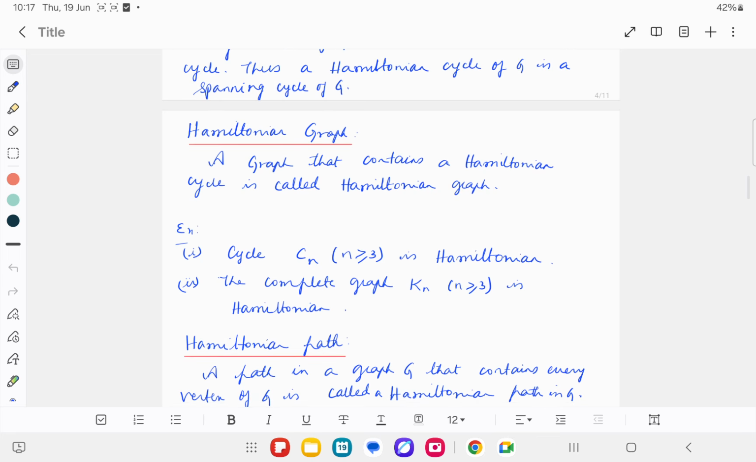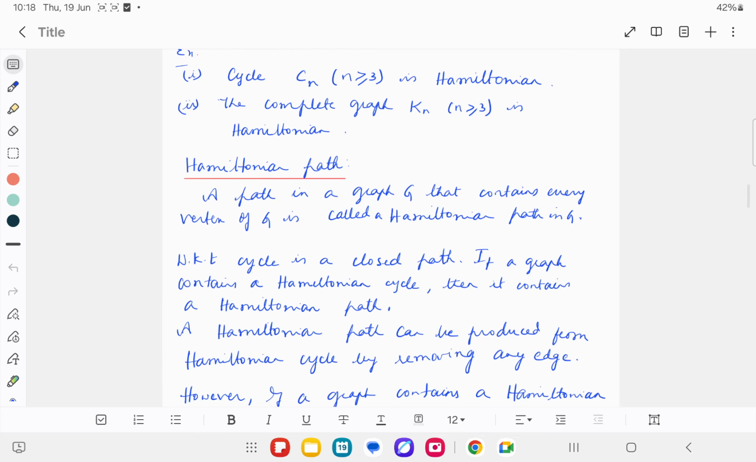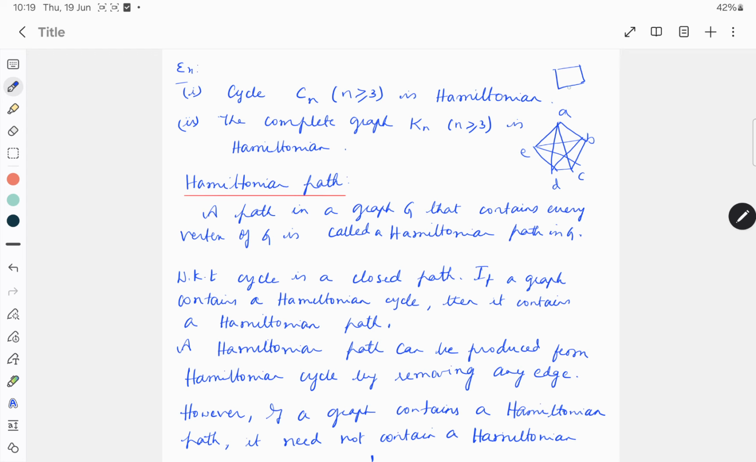So we have a few examples. If you consider a cycle Cn for n greater than 3, it is obviously a Hamiltonian graph. Then a complete graph Kn for n greater than or equal to 3 is a Hamiltonian graph. That can also be seen. So consider a cycle of order 4. So this is a C4. It can be seen that we can find a cycle which covers all the vertices of this graph, right?